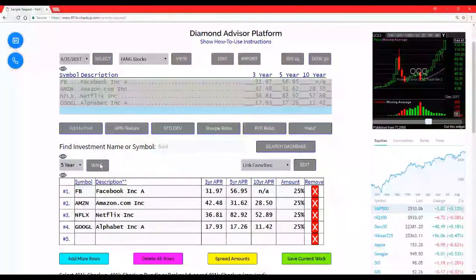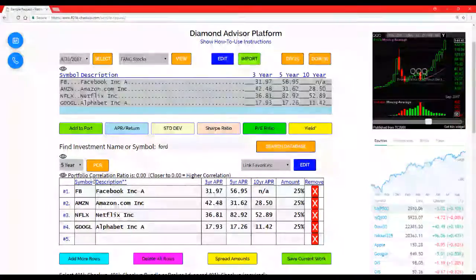This takes about 22 seconds, 23 seconds to run, and what comes back to you is just the number itself. And it'll be expressed right here. Portfolio correlation is 0, which is expected. They're all stocks, they're all highly volatile, all highly positive, but they're 100% equity portfolio.